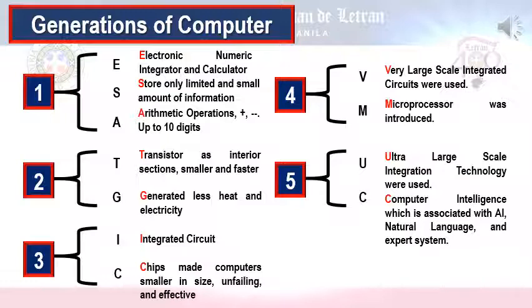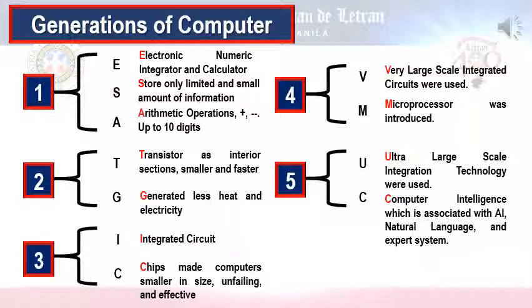For the second generation computer, it uses transistors as its interior section. It is smaller and faster compared to the first generation computer. It generates less heat and electricity, but still it may damage the computer due to heat production. The third generation computer uses integrated circuits. It made use of chips which increased the speed and efficiency of the computer drastically.